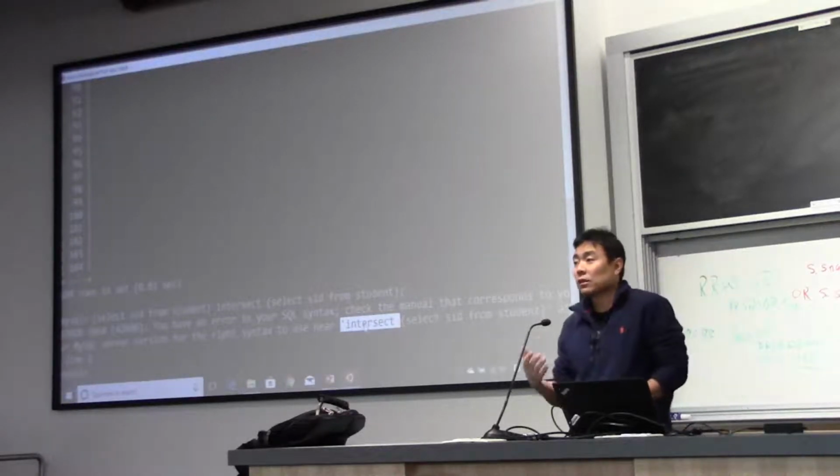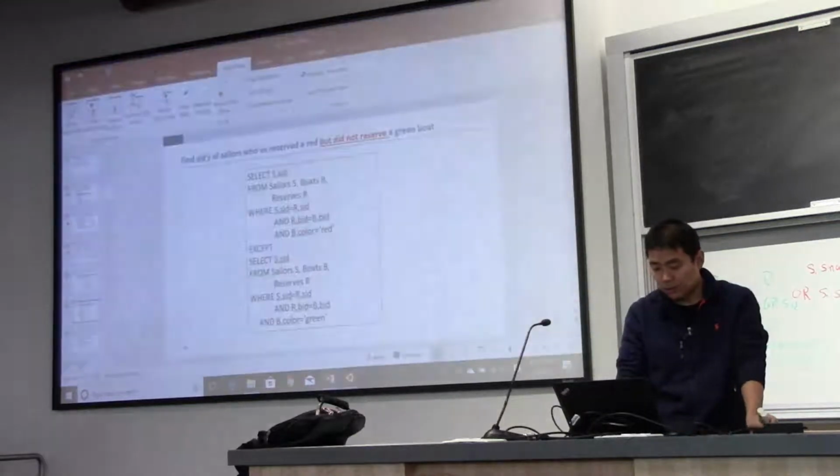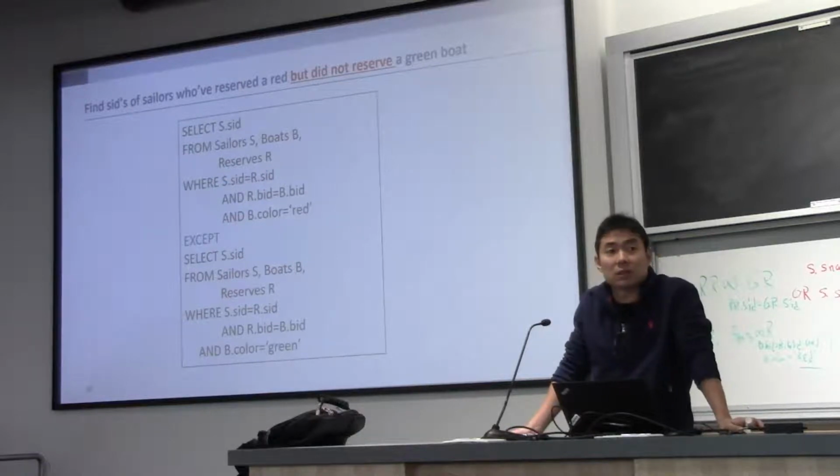But in relational algebra, you can express intersect with a combination of other operators. Let me ask one of you to tell me how to do that. How do you express intersect with a combination of basic operators?